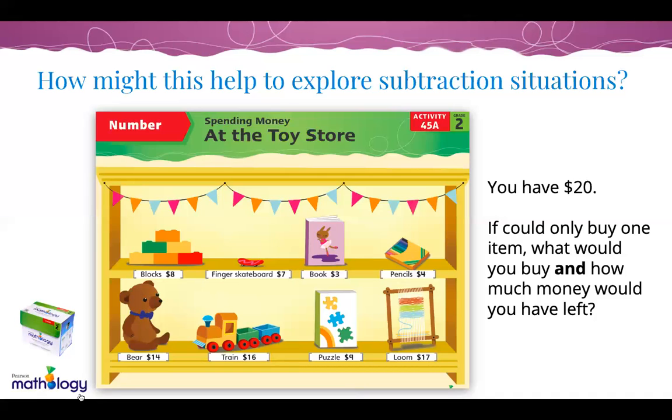Oh, we've got lots of people really interested in the loom and puzzles. I'm imagining that you want something that you can spend a little bit of time on at home. We've got the teddy bear, some blocks for building. I know there's that Lego challenge out there right now, so that might be really helpful. And more puzzles. Awesome. That's great. And so if you bought that, what would your subtraction situation be? So you have $20 and you bought that.